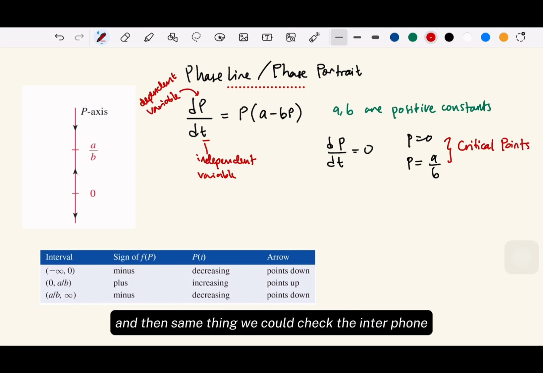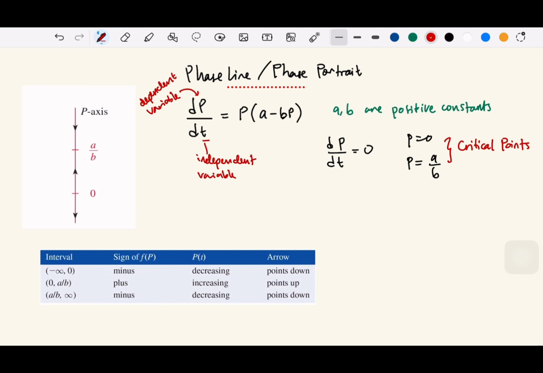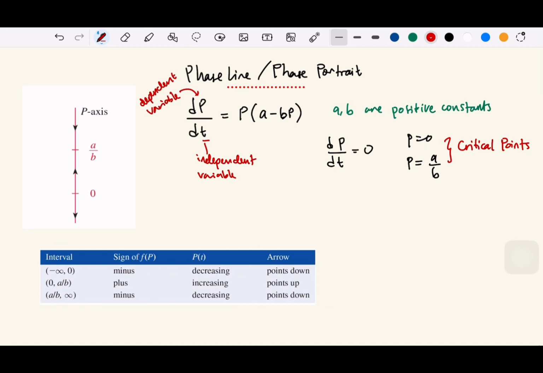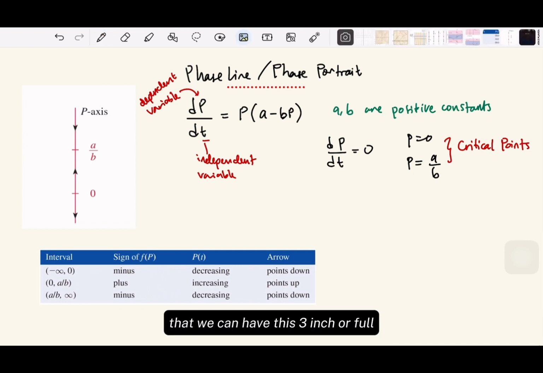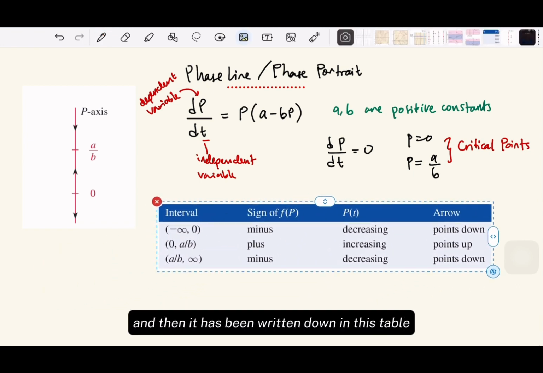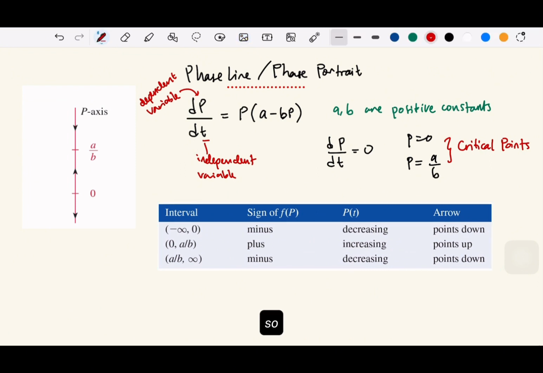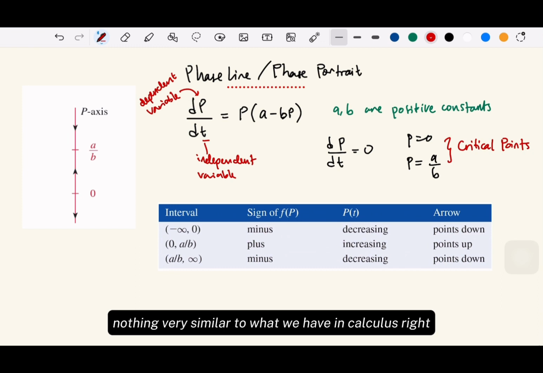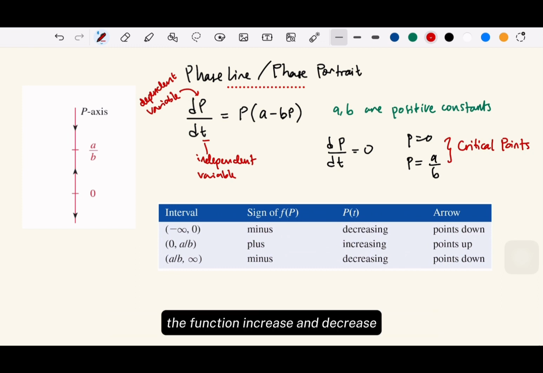And then same thing, we could check the intervals. You check at least 3 intervals from the critical points, and then it has been written down in this table. So we draw the arrow, right? The arrow points down, points up, points down, which means that p will be decreasing, increasing, decreasing. I think it is very similar to what we have in calculus, right? The function increases and decreases.